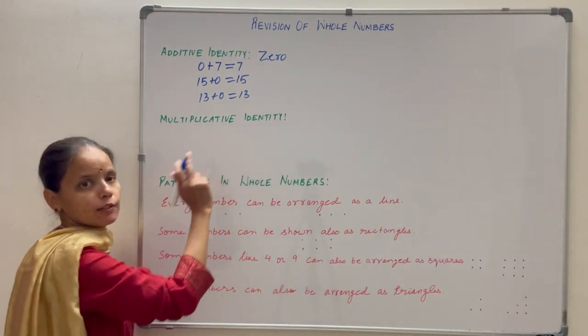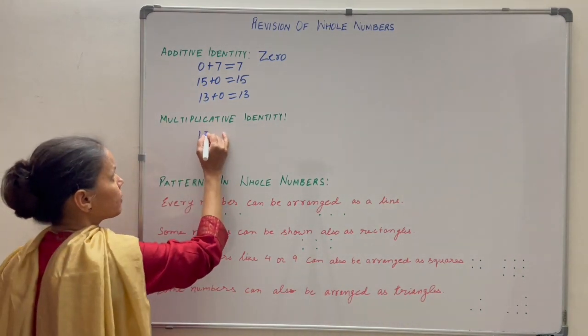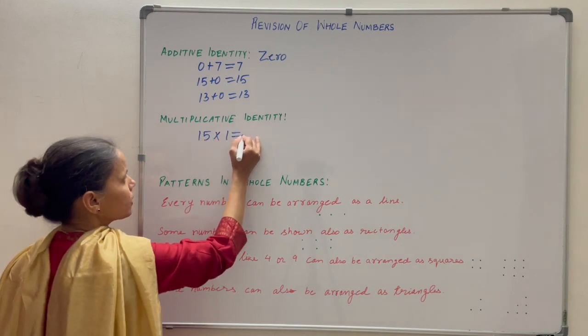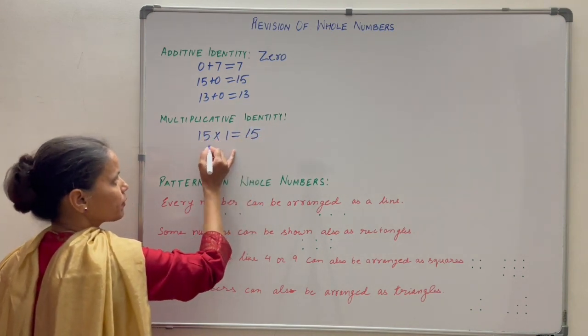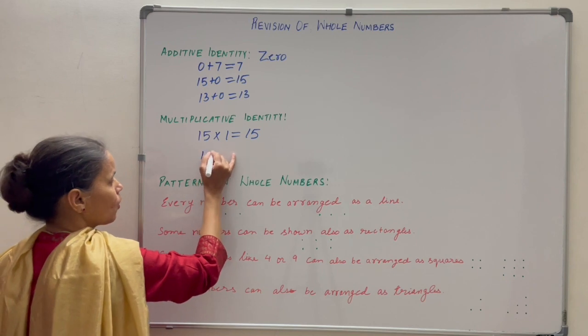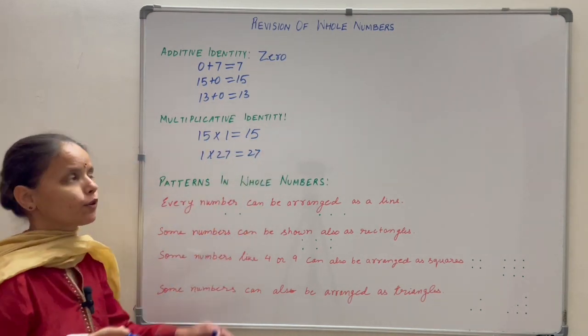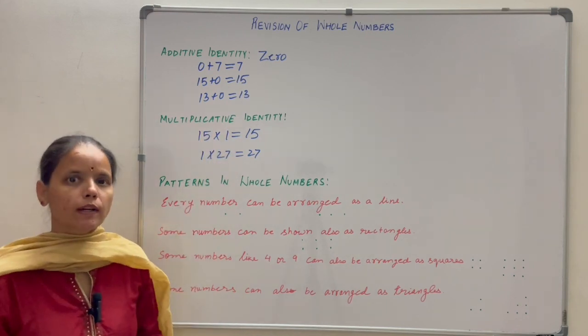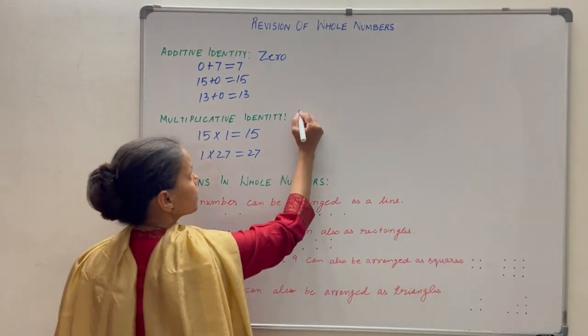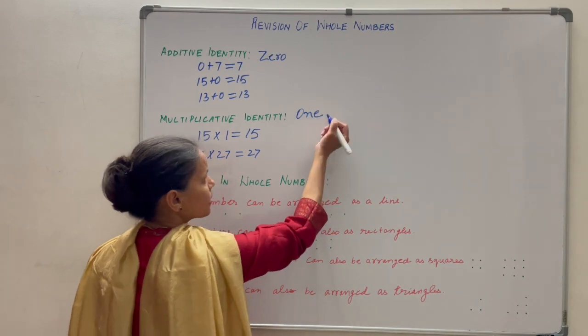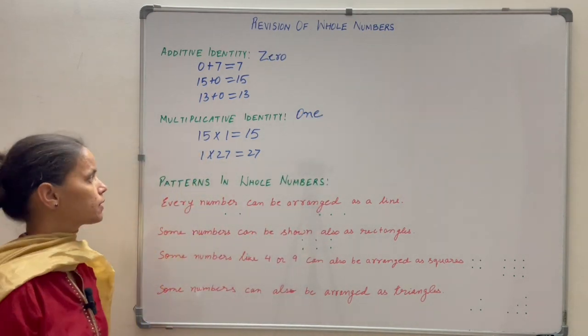Now, multiplicative identity. Whenever you multiply any number to 1, you are going to get the same number. 15 into 1 is 15. 1 into 27 is 27. So if you are multiplying any number to 1, you are getting the same number. So 1 is called the multiplicative identity for whole numbers.